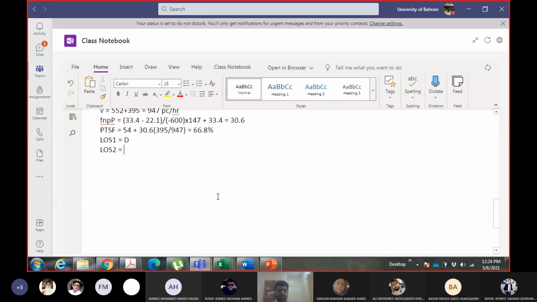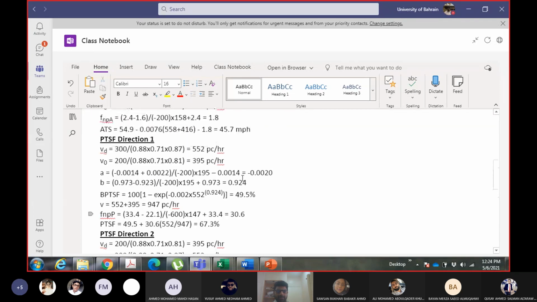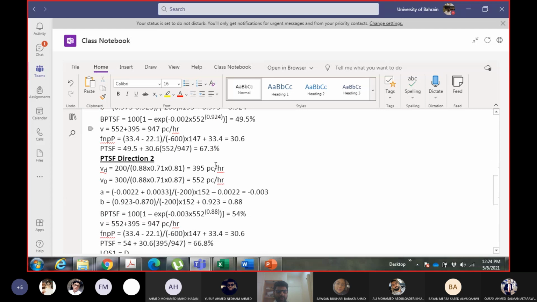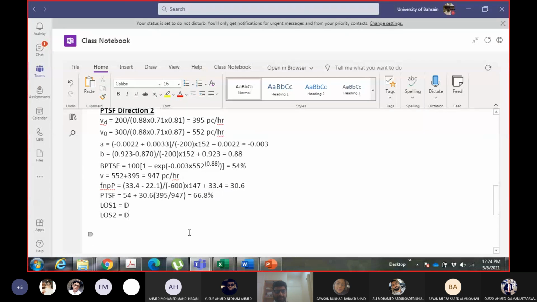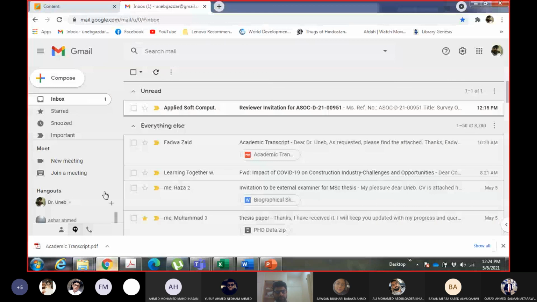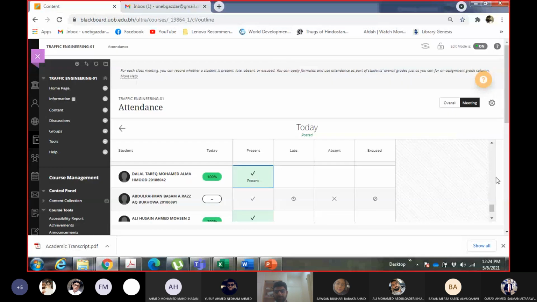For direction 2, I think the case is very similar, right? 45.7, and the PTSF is 66.8. So again, we have the same case. So level of service for direction 2 is also D. So whenever we have a conflict between the two ranges, you will take the lower value.